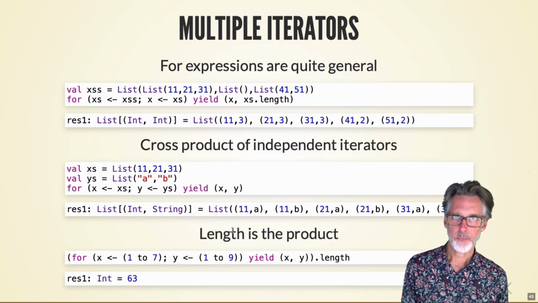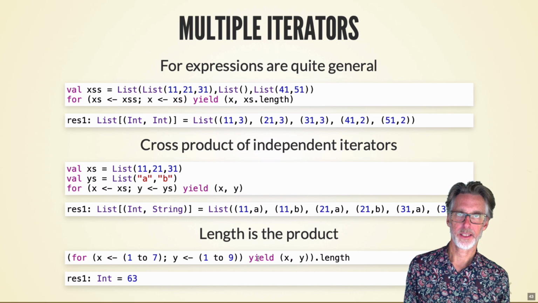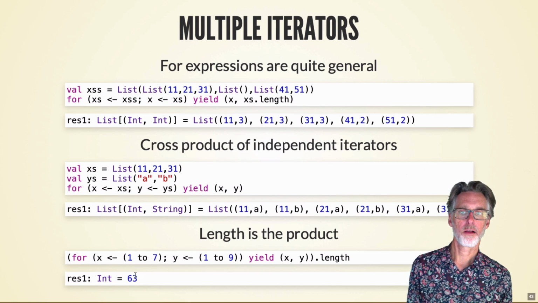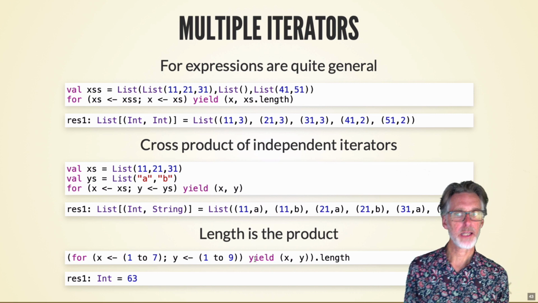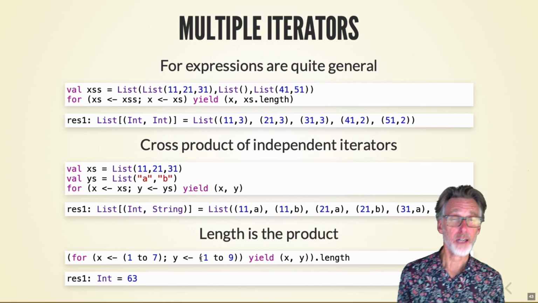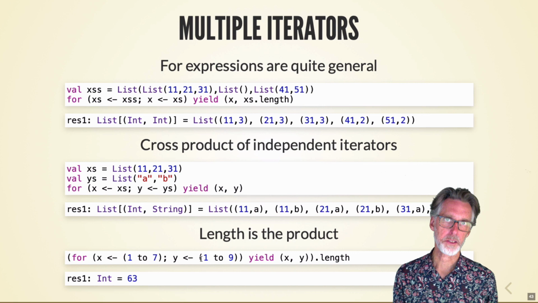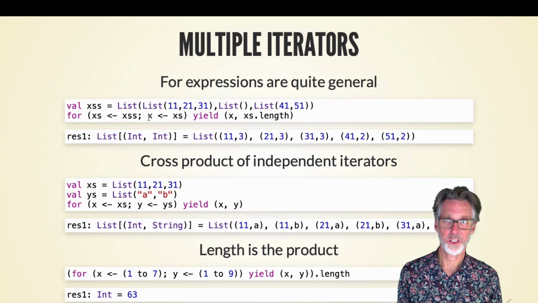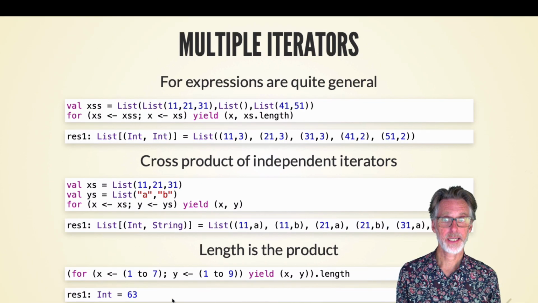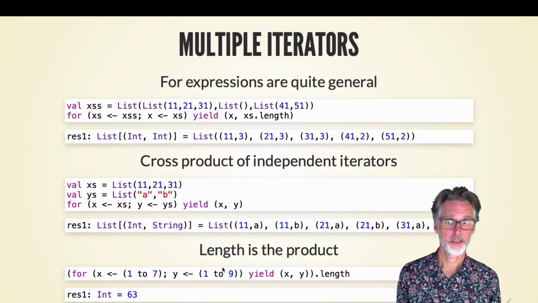If we have independent iterators in a for statement that yields, then the length of the resulting list is going to be the product of the length of each of the individual iterators. This is not true for dependent iterators, but it is true for independent ones.